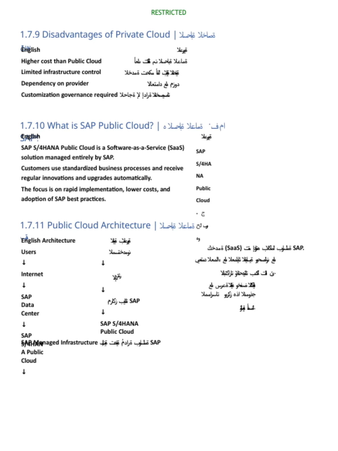Let's take a closer look at SAP Managed Infrastructure and the SAP S/4HANA Public Cloud. This solution is fully managed by SAP, delivered as software as a service, or SaaS. That means customers get standardized business processes with automatic updates and innovations.